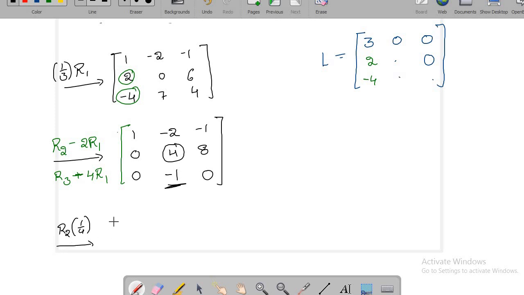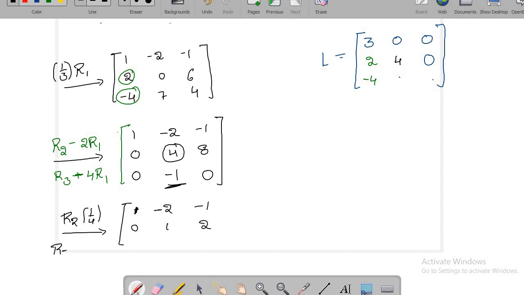Now let us multiply the second row with 1 by 4, so R2 with 1 by 4. So 1, negative 2, negative 1, 0, 1, 2. Now here I need to write 4. Why? Because here I multiplied with 1 by 4, so I have to write 4 here.